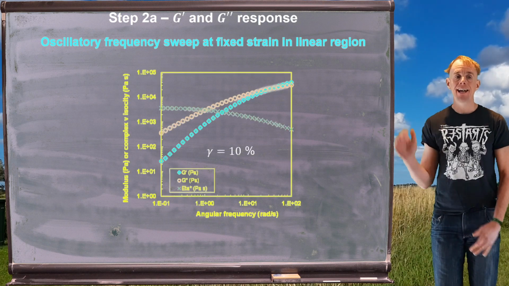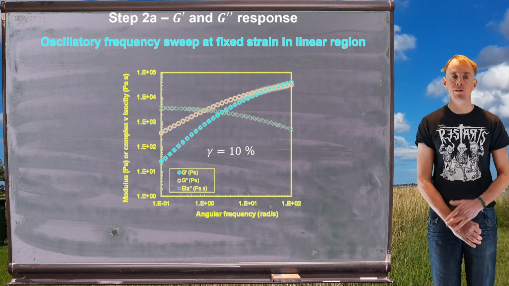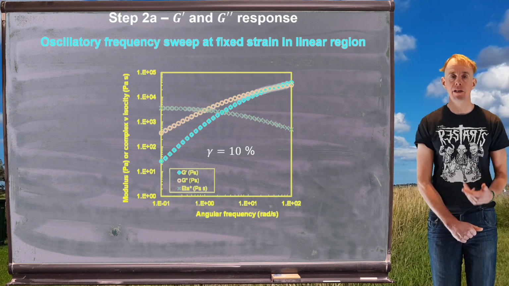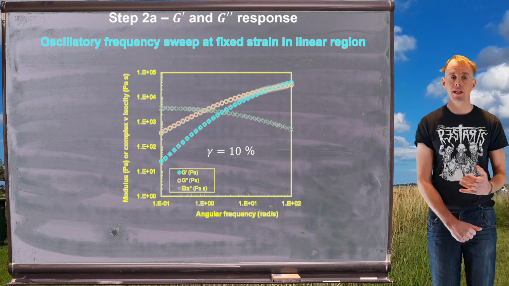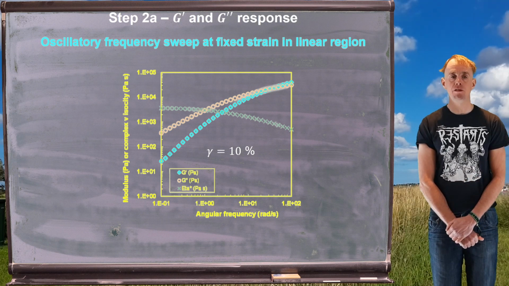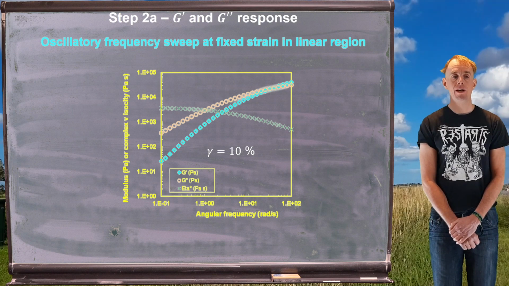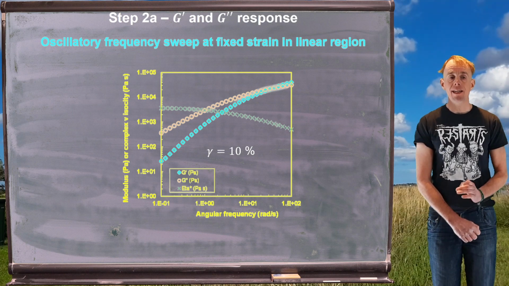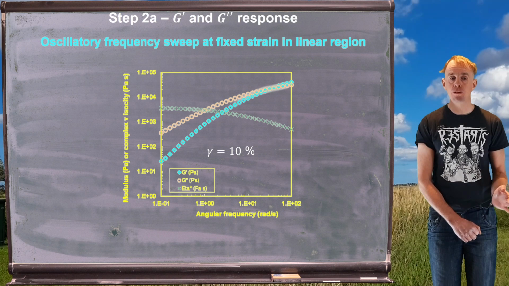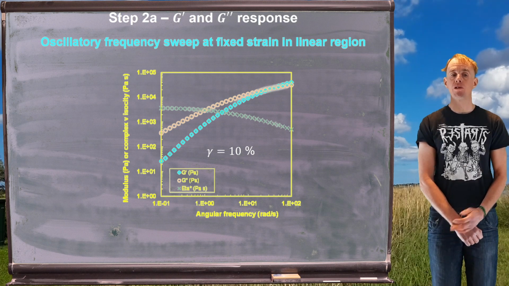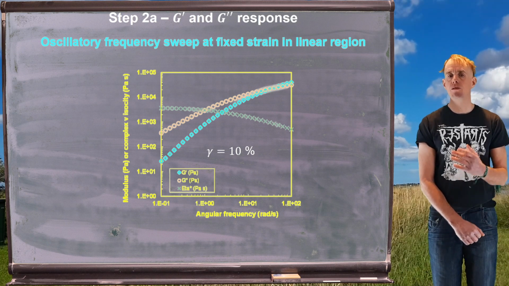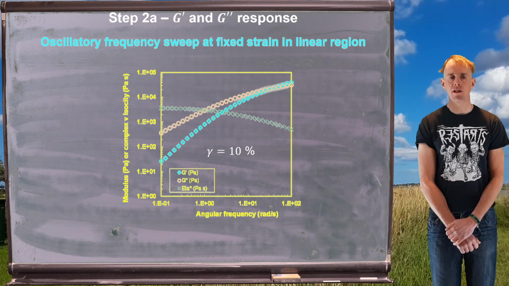This plot again has the same symbols as the previous plot. I've got my two moduli, my elastic and my viscous modulus, in light blue and salmon pink respectively, and I also have my complex viscosity in green crosses. The strain I'm using is 10%, and I'm sweeping angular frequency from about 0.01 radians a second up to 100 or so radians a second.